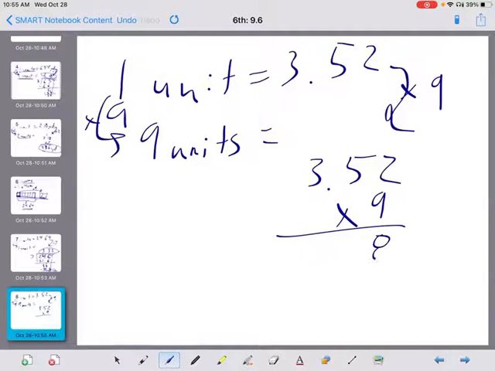9 times 2 is 18. 9 times 5 is 45, plus 1 is 46. 9 times 3 is 27, plus 4 is 31. How many decimals do I have back? 1, 2. 31 and 68 hundredths. Final answer, right? No, I got to have a label.